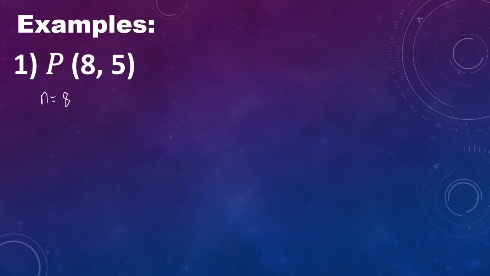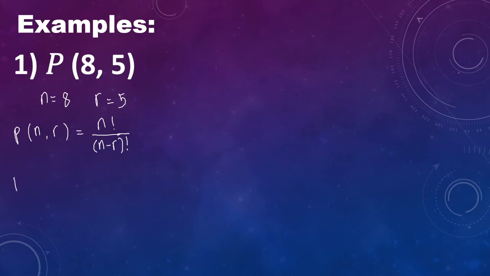Okay, so another example. Number 1, permutation of 8 taken 5 at a time. Gagamitin natin dito ulit yung ating formula. First, identify muna natin yung ating mga given. Yung n natin dito is 8 at yung r is 5. Then the formula is P, permutation of n taken r at a time equals n factorial over quantity of n minus r factorial. So, i-substitute lang natin sa ating formula yung ating mga given.